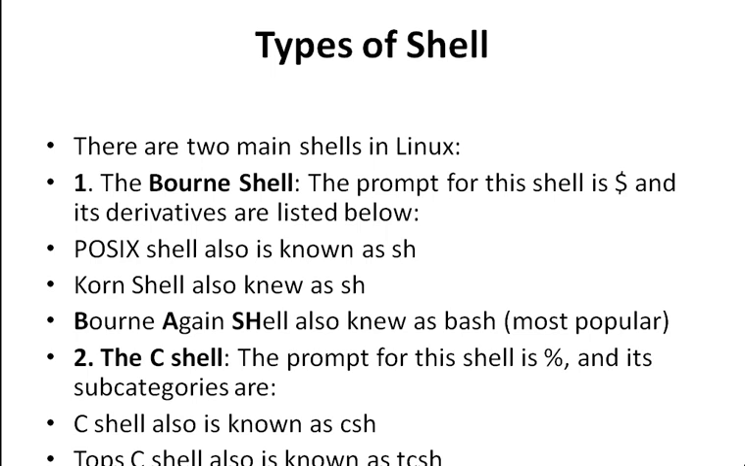There are some other shells also in the Linux operating system. For example, in Bourne shell, some shells are its derivatives like POSIX shell, Korn shell, and Bourne Again shell, which in short form is called bash. If we expand the word bash, B stands for Bourne, A stands for Again, SH stands for shell, that means Bourne Again shell. And the C shell prompt is %. TC shell comes in the category of C shell.